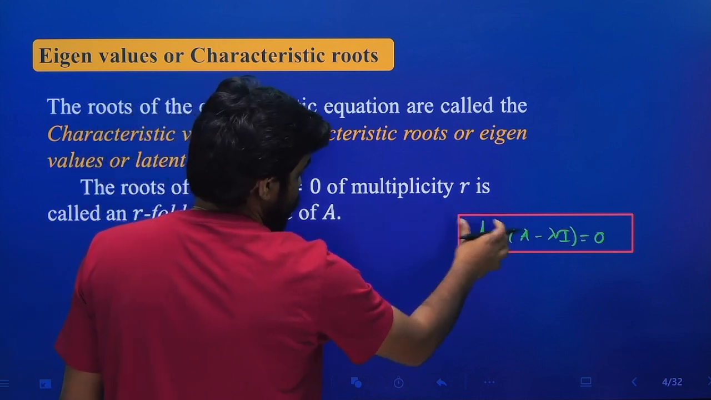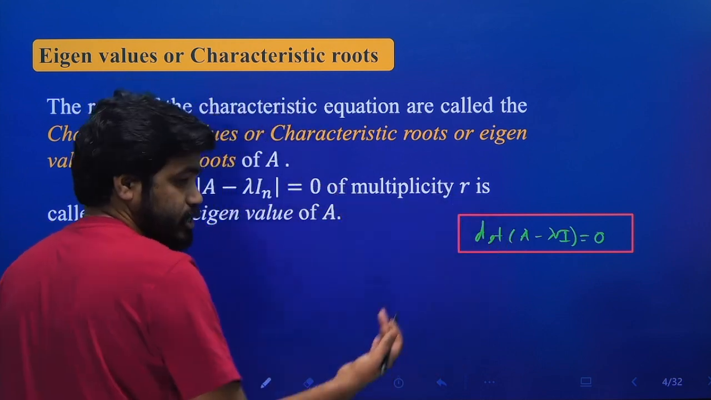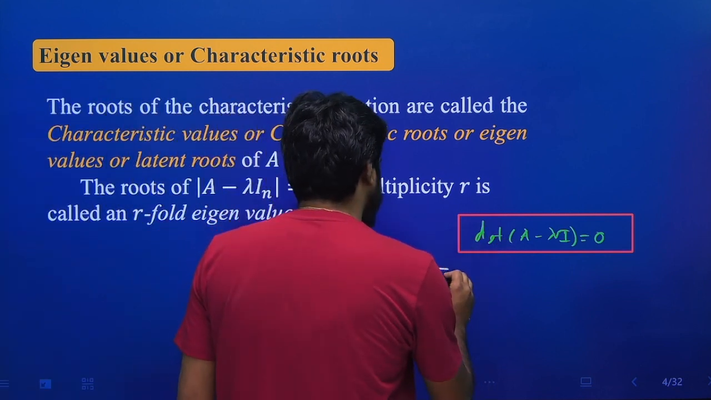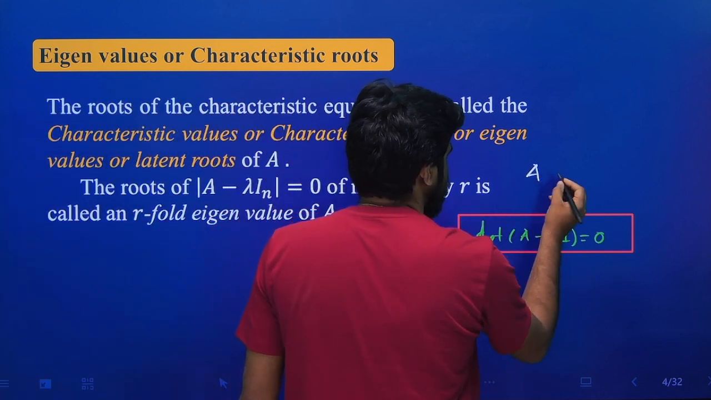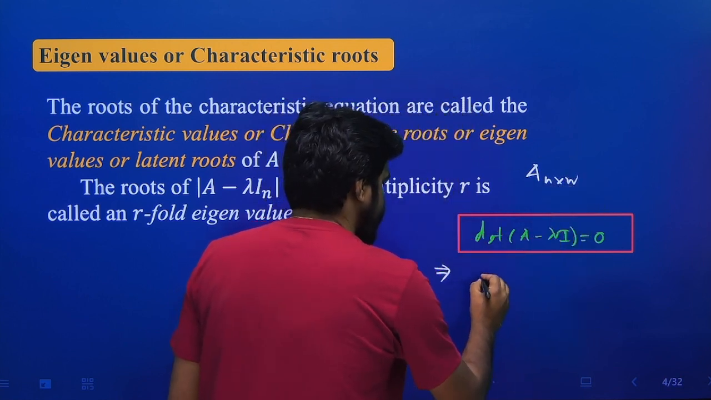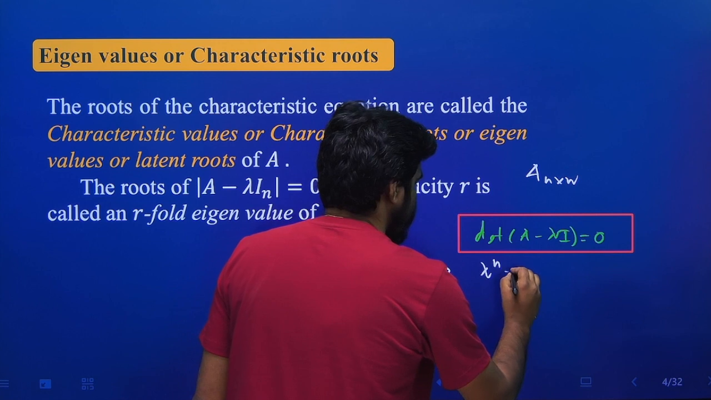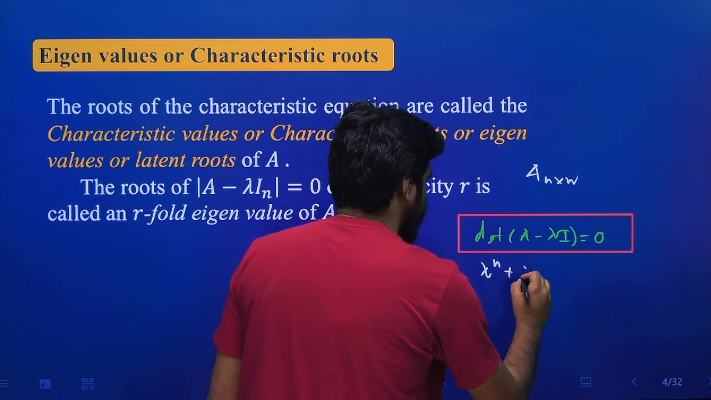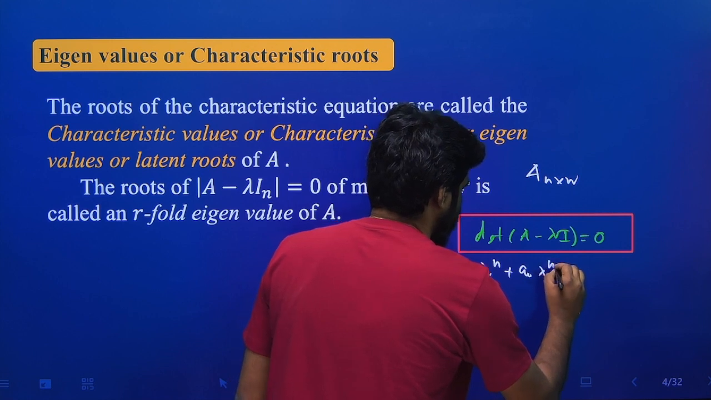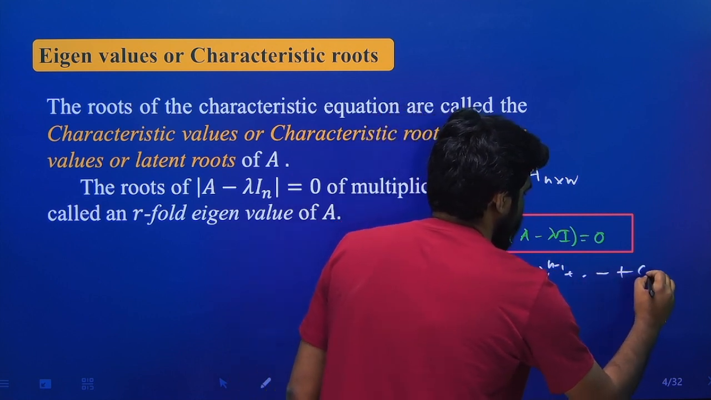The values of lambda are called characteristic values or characteristic roots or eigenvalues. দেখো, determinant of A minus lambda I, if you calculate, if we consider A is an n cross n matrix, then you get a characteristic polynomial in lambda. Suppose lambda to the power n plus a0 lambda to the power n minus 1 plus dot dot like this is equal to 0.